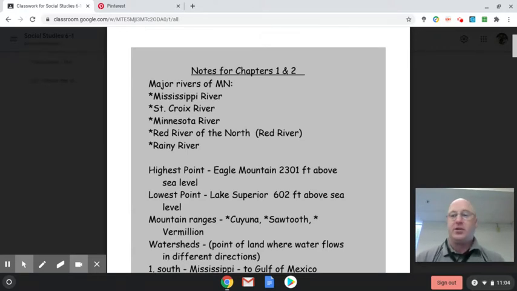So hopefully you looked up some other state symbols, like the ones you saw in the textbook, where the state bird is the loon, the state fish is the walleye, and other things that you saw in there. And then some other ones I hope you all are able to research: the state muffin is blueberry, the state gemstone is Lake Superior agate, the state sport is hockey, the state grain is wild rice, our state beverage is milk. So hopefully you were able to look at that. So we'll have a quiz next week.